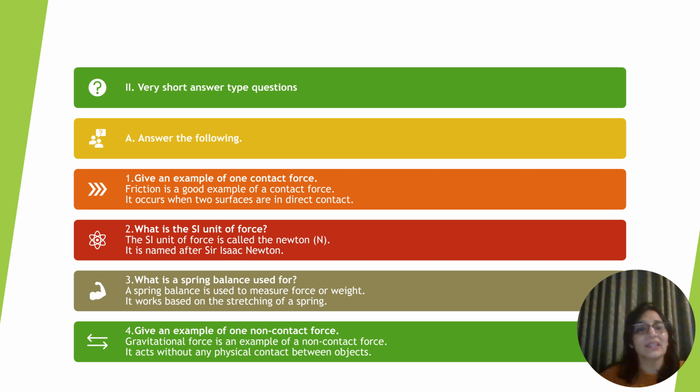Question number 2, what is the SI unit of force? The SI unit of force is called Newton, and it is denoted by capital N, and it is named after Sir Isaac Newton. What is a spring balance used for? A spring balance is used to measure force or weight, and it works based on the stretching of a spring. Give an example of one non-contact force. Now, what is non-contact force? As we have seen in the previous slide, gravitational force is an example of non-contact force, and it acts without any physical contact between objects.